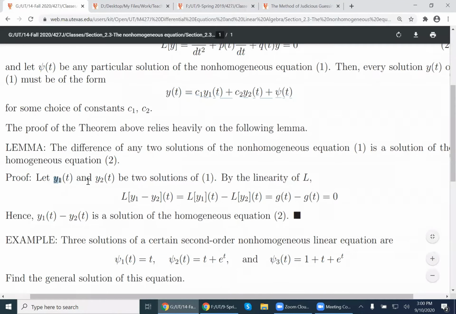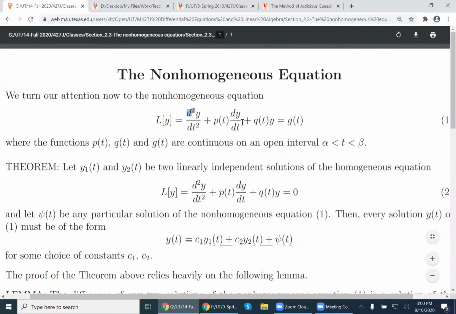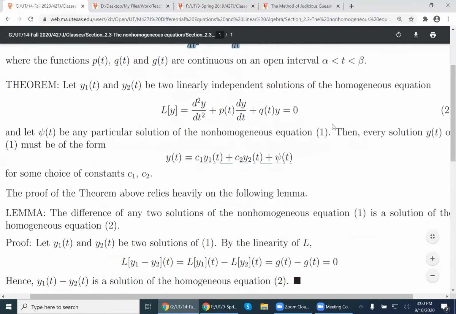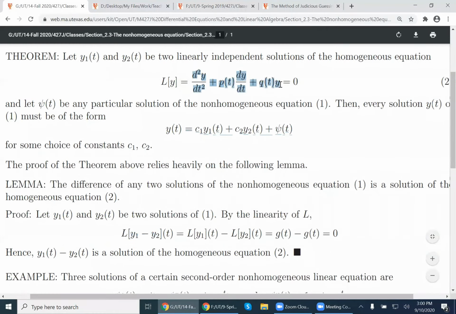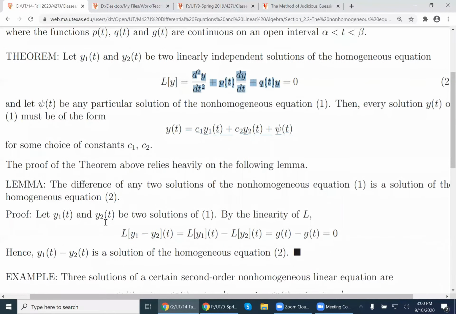Well, let y1 and y2 be two particular solutions of non-homogeneous. Now let us find their difference and plug it into the left-hand side of homogeneous. When we plug in their difference, the left-hand side becomes L of y1 minus y2. But remember, L is a linear operator. Therefore, L of the difference is the difference of L's.